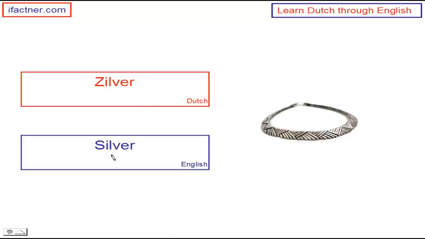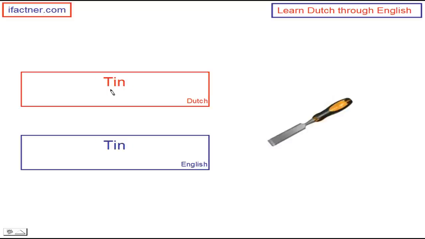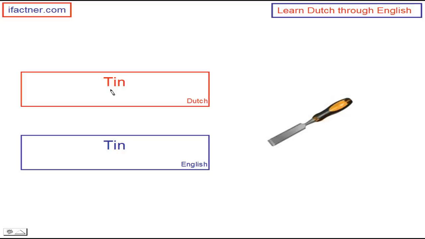Silver is called zilver. Z-I-L-V-E-R. Zilver. Steel is called staal. S-T-A-A-L. Staal. Tin is called tin. T-I-N. Tin. So this was our lesson on how we call different metals in Dutch.